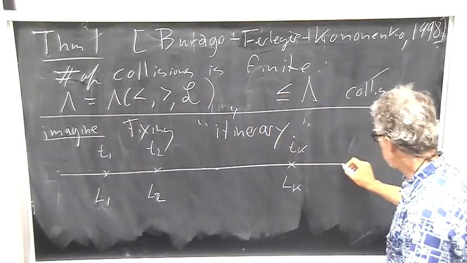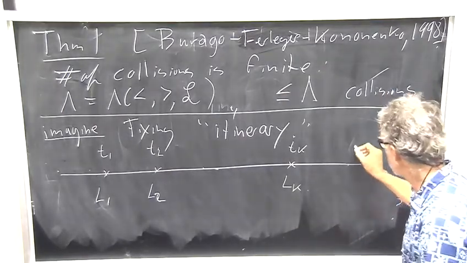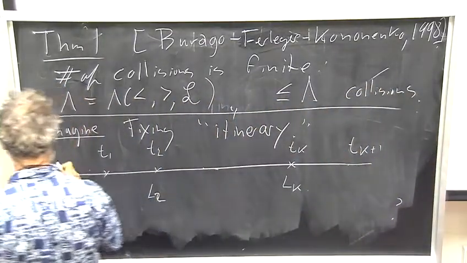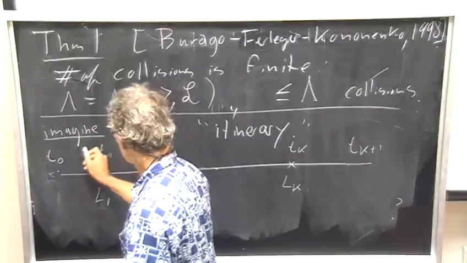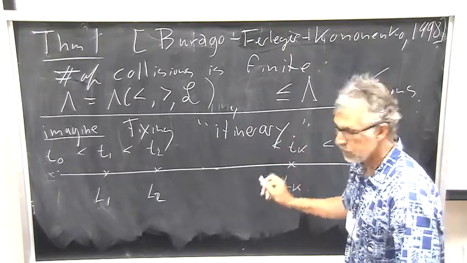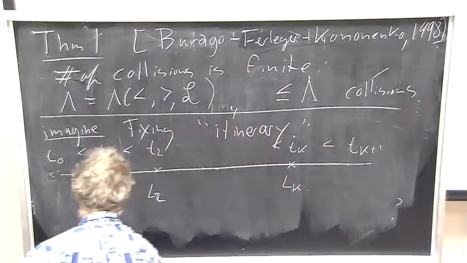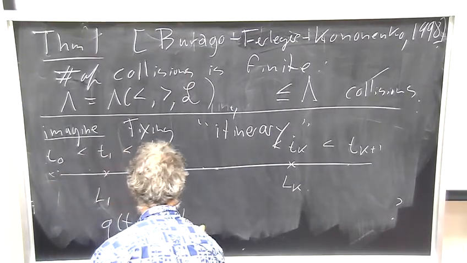And for purposes of the proof and the minimization that's about to come, I'll have a later time TK plus 1 where there's no collision, and an earlier time T0. And these are strict inequalities. It's important that I don't allow things to become equal. And so I insist then that Q of Ti is in Li.